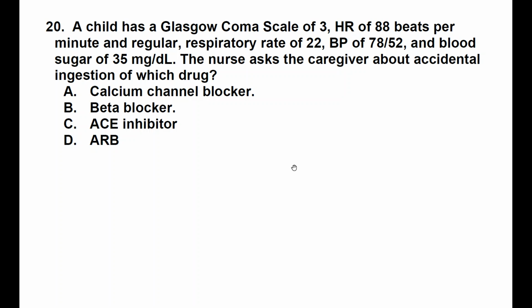Then letter C, ACE inhibitors block the conversion of a protein from its inactive to active form. The protein causes constriction of small blood vessels, which raises BP. By blocking this protein, BP is lowered. Or letter D, angiotensin receptor blockers relax blood vessels, which lowers BP and makes it easier for the heart to pump.